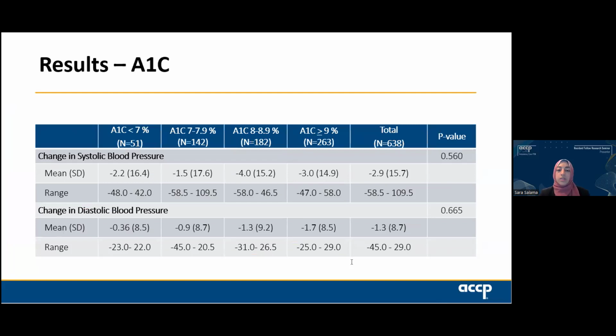We also stratified our results based on varying A1Cs. When we look at our change in blood pressure based on A1C, we observe a 1.5 to 4 millimeter mercury reduction in systolic blood pressure and nearly a 2 millimeter mercury reduction in diastolic blood pressure when stratified based on varying A1C levels. However, we did not observe any statistical significance in this outcome.